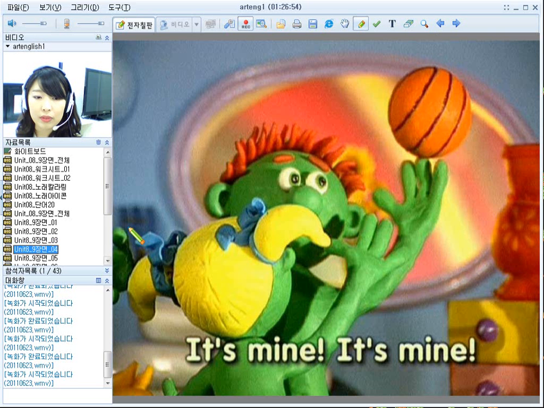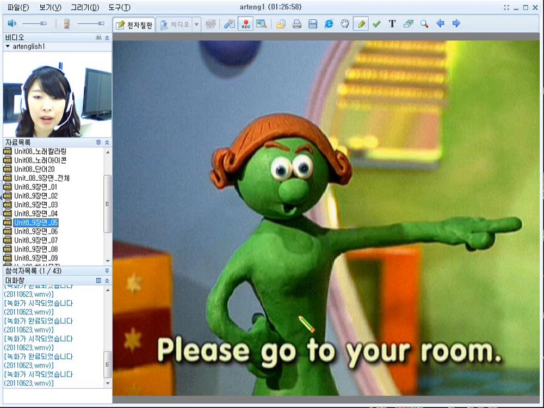And as they were fighting, they broke a vase, which was Mrs. Green's favorite. And Mrs. Green was very, very angry. Please go to your room. She was very angry. She said, What a mess! Yes, the room was in a mess.